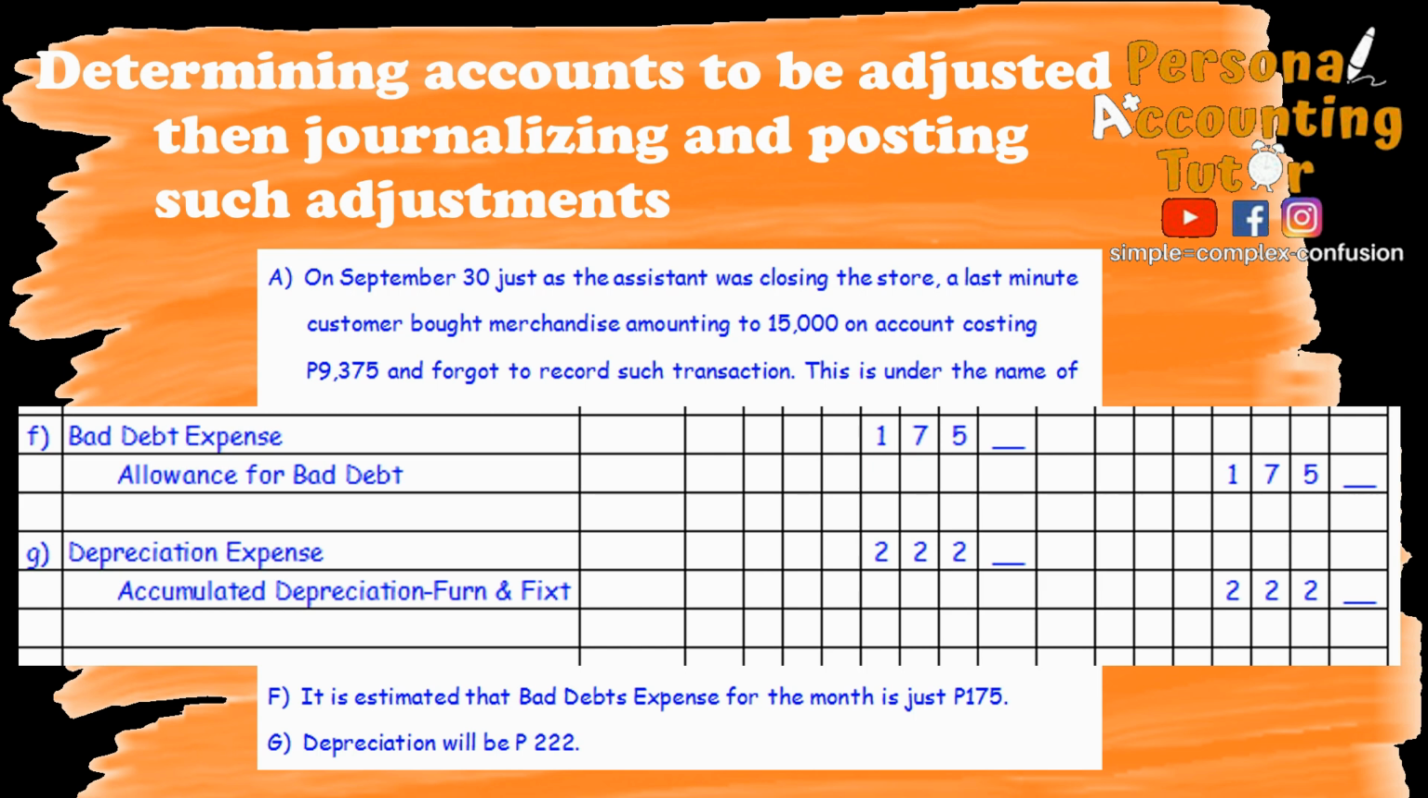Allowance for bad debt is still under asset, it's just that it decreases the accounts receivable account. The same is true for accumulated depreciation. It is still part of asset but decreases the depreciable long-term asset, like in this case, the furniture and fixtures. Detailed explanation involving bad debt and depreciation is in separate videos.